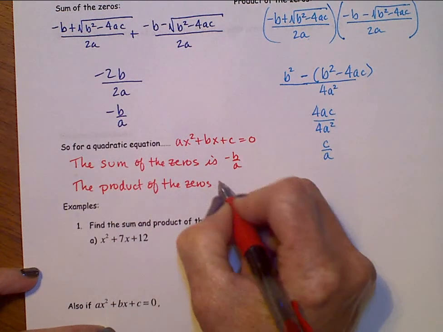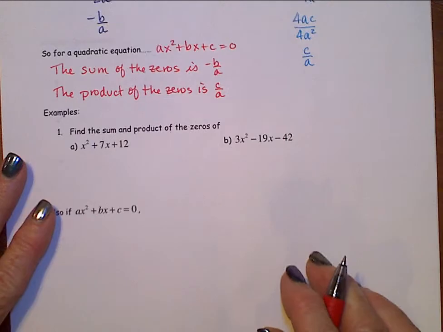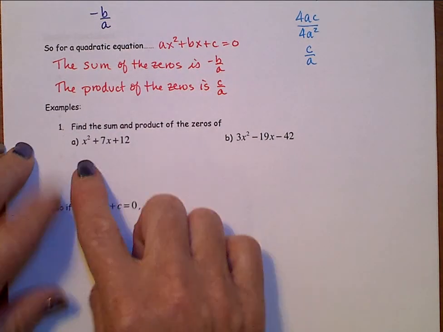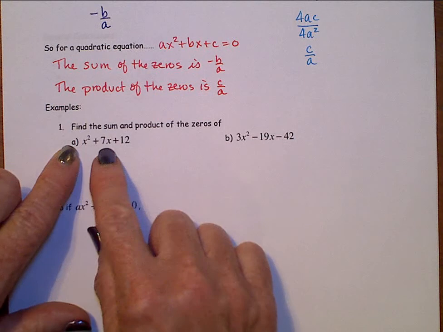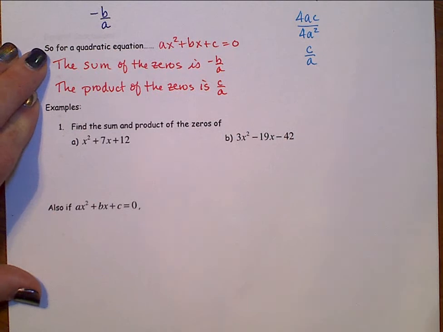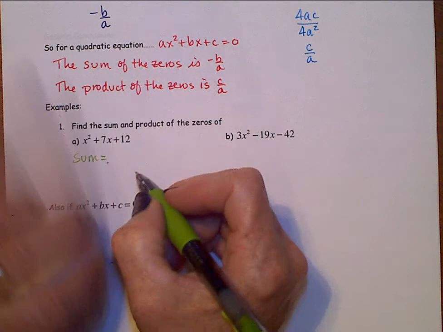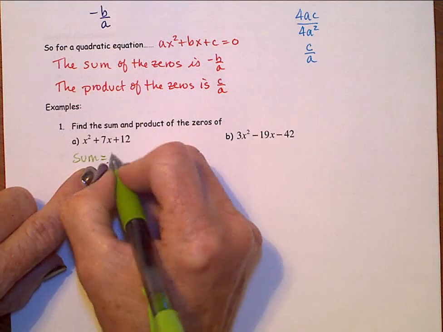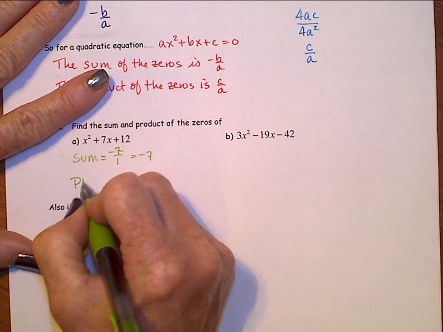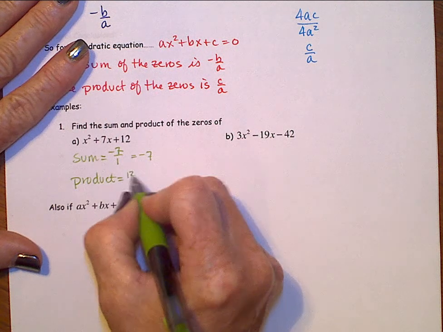Product of the zeros is c over a. All right, now, so let's take a look at a few examples. If we have this one, x squared plus 7x plus 12, find the sum and the product of the zeros. The sum is just opposite of b over a, so negative 7 over 1, or negative 7. And the product is c over a, or 12 over 1, or just 12.